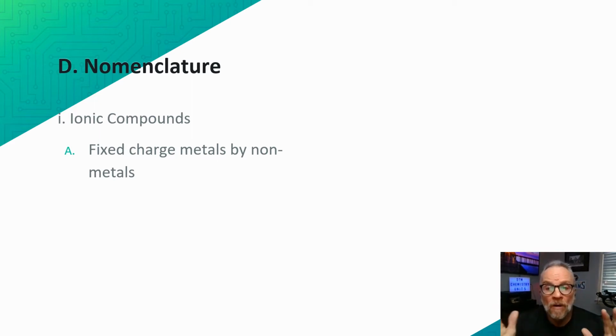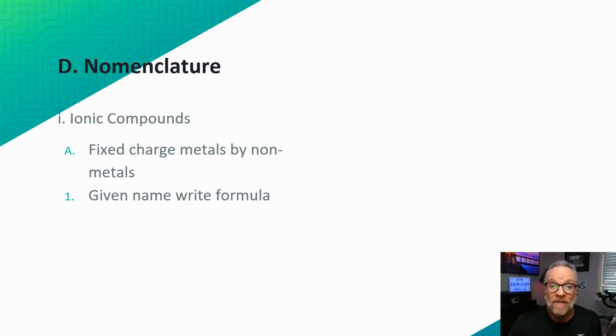Now these are typically the main group metals, the tall groups on the periodic table, group 1, group 2, group 13 through 16, the metals in those groups. There are some exceptions, and we'll point those out here in a minute. So we will do examples. When we're given the name, write the formula, and then given the formula, write the name.